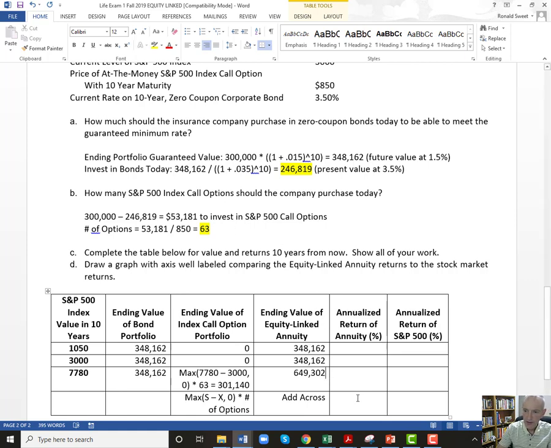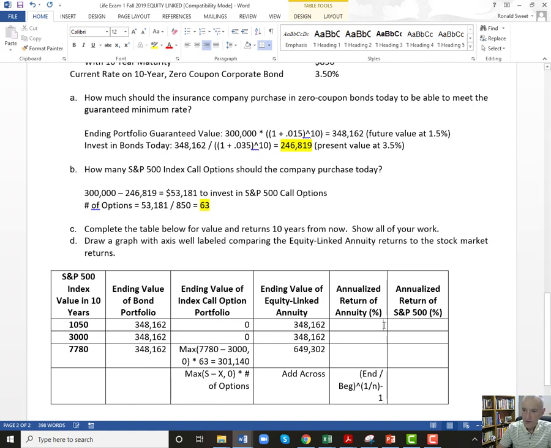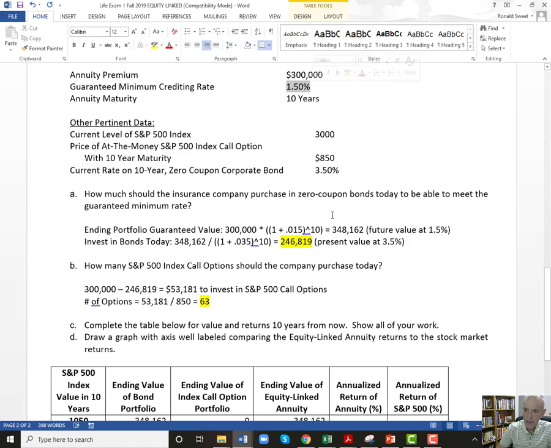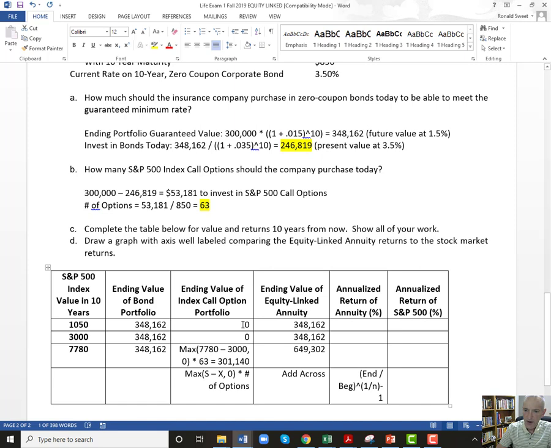Now we want to calculate the returns. To get the returns, remember we're going to do ending value divided by beginning value raised to the 1 over n, minus 1. On the first two, we don't really need to do this because we already know it's going to be 1.5%. If the equities fall, all we have left is the bond portfolio, and so there we are going to get 1.5%. So let me do this formula at the very, very end.